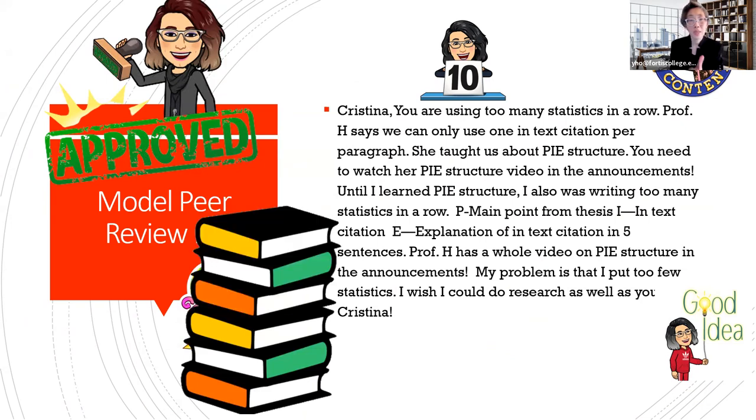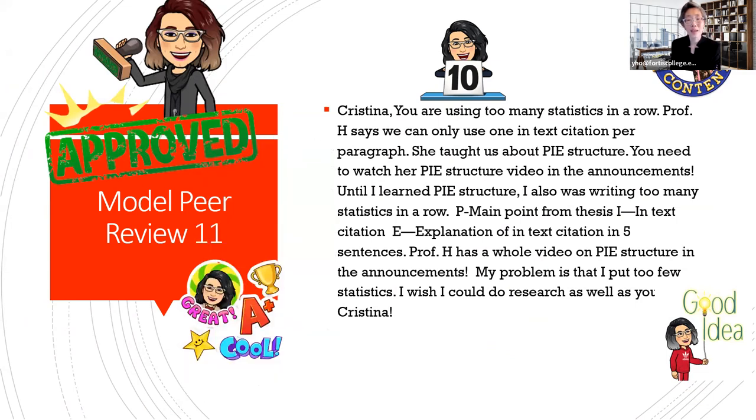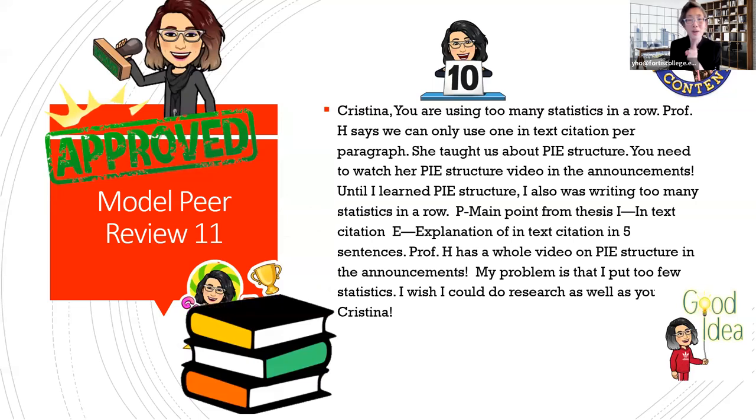PIE structure is when you use P, the main point from the thesis, I, that one in-text citation, and E, the explanation of that in-text citation, in five sentences. That's your entire body paragraph. She's going to mark you down if you have 1,000 statistics in one paragraph, because that's what happened to me.